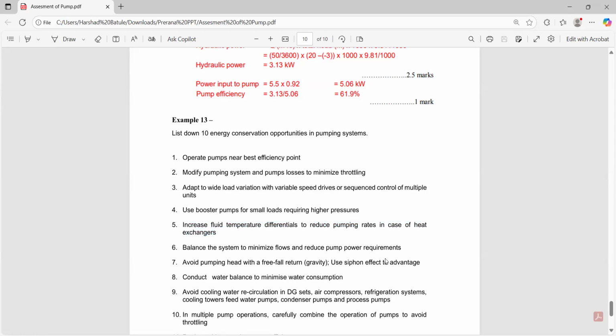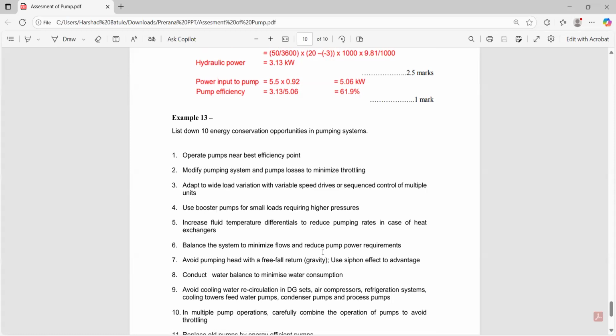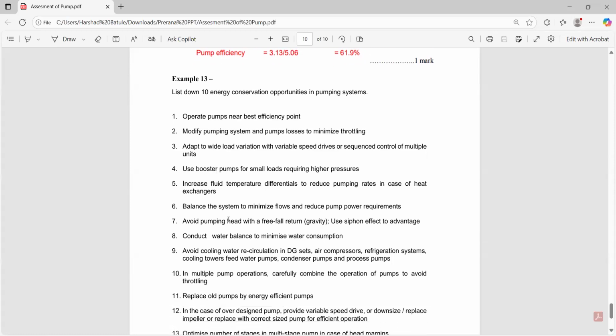Avoid pumping head with a free fall return. Use siphon effect to advantage. Means your free fall has to be captured in your pump suction. So you can use siphon effect. Means in cooling tower we have seen the example. If you free fall from that cooling tower terrace to a sump, and then again pump to the same loop, your free fall would be a disadvantage. So siphon effect has to be used in the circuit.